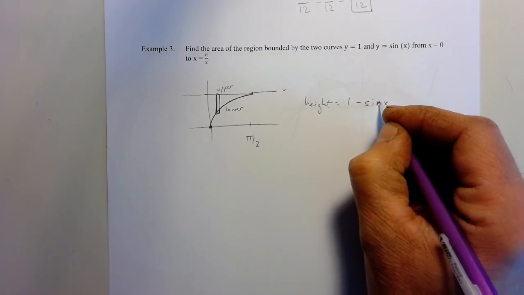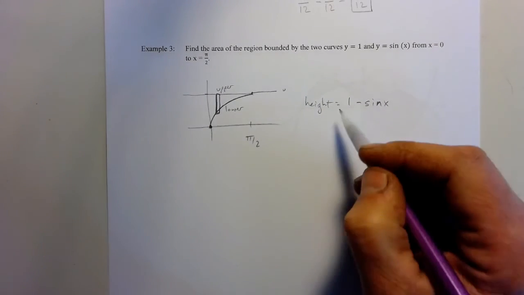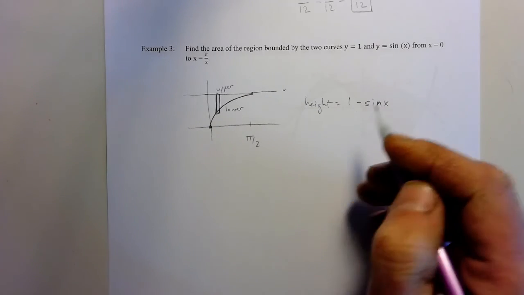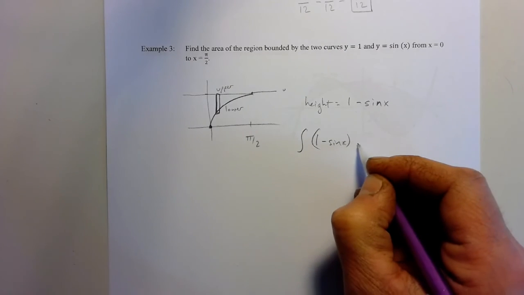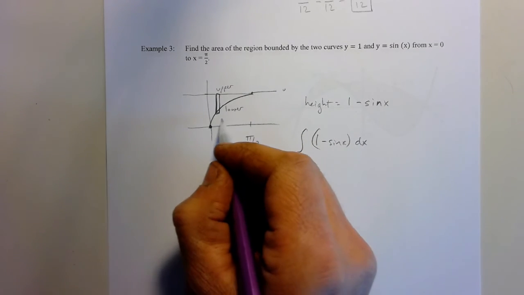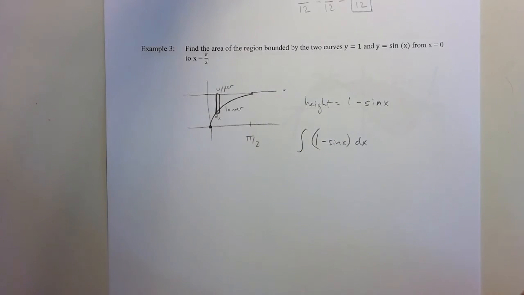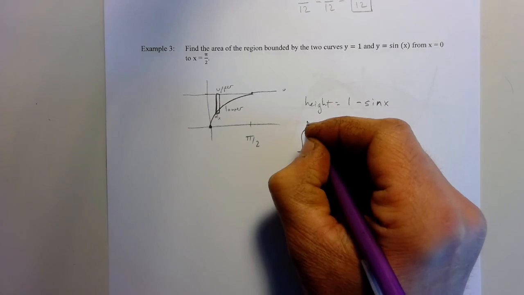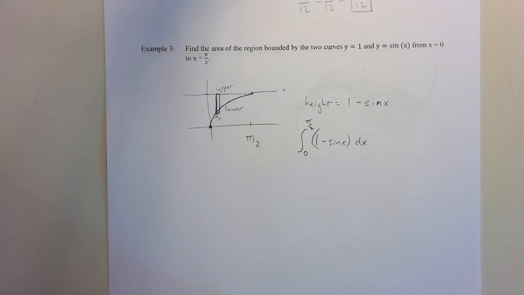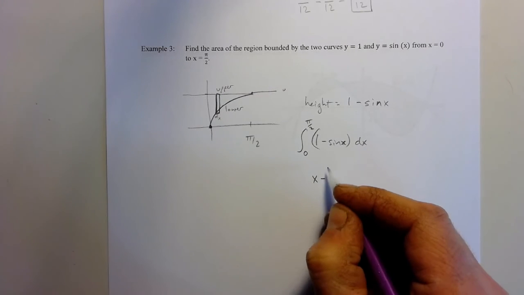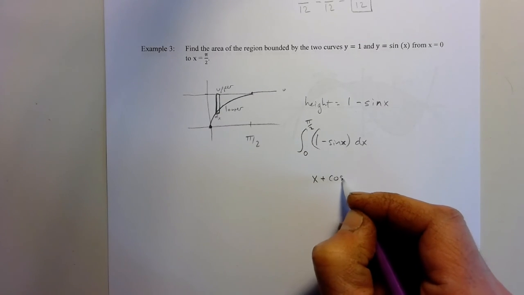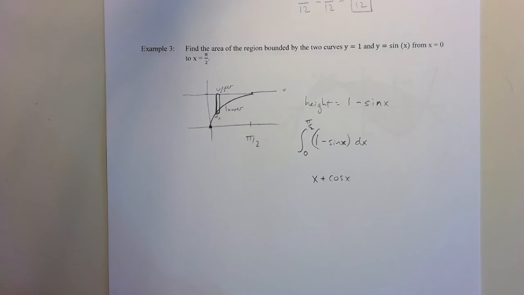Okay? So in this case, it's a little bit different, right? It's not a polynomial here. Doesn't mean we're going to change anything. The height of the rectangle is 1 minus sine of x. The width is the dx, right? This is dx, the infinitely small width there. And we just need to know that from 0 to pi over 2. Okay? So, we take a look at this, and we say to ourselves, okay, what's the antiderivative? So, x plus cosine of x, because the derivative of cosine is negative sine. Yep, so it's a plus cosine. Okay.